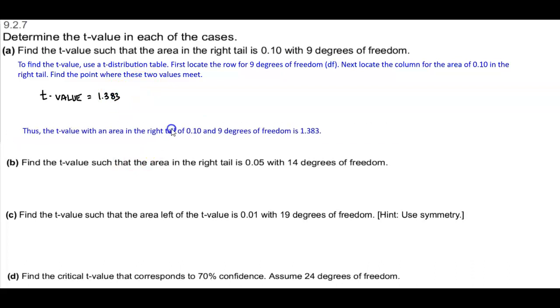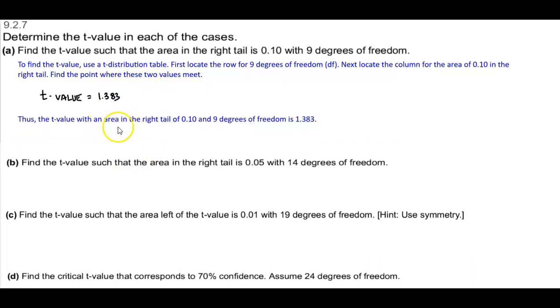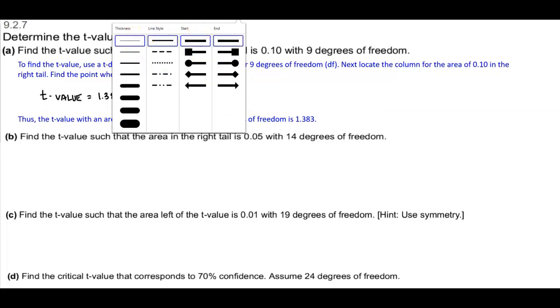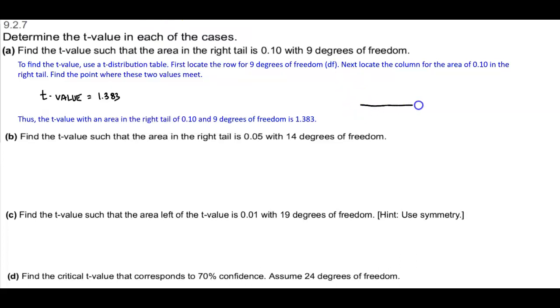In words, we would say that the t-value with an area in the right tail of 0.10 and 9 degrees of freedom is 1.383. If we wanted to draw the bell curve, that t-value is going to be to the right of the mean. Therefore, t would be 1.383, because again, this is in the right tail.